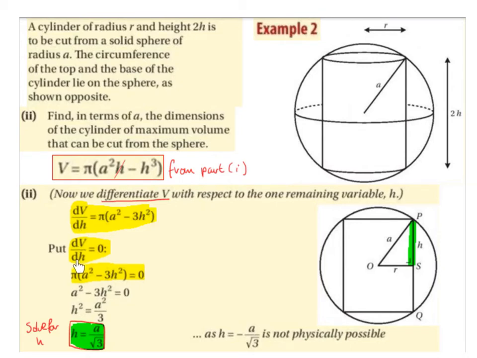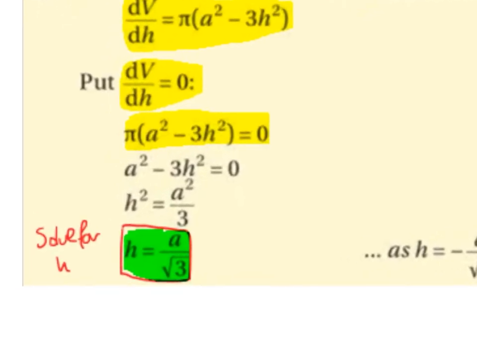Now we put dV/dH equal to 0, so we put the derivative equal to 0. So we have pi times A squared minus 3H squared equals 0. And then we solve for H. So we can cross off the pi, because technically if we want to get it over to the other side, we'd be dividing both sides by pi, and 0 divided by pi is just 0. So we have A squared minus 3H squared equals 0.